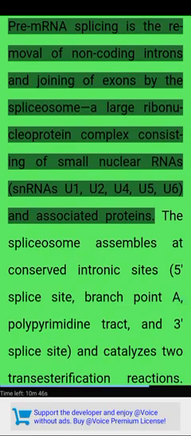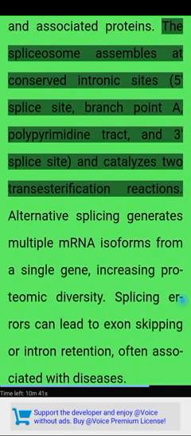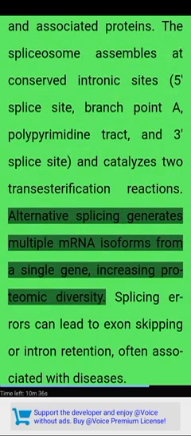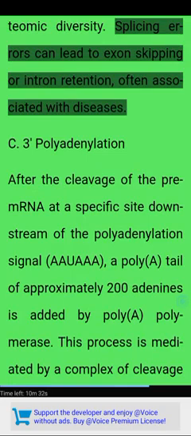Pre-mRNA splicing is the removal of non-coding introns and joining of exons by the spliceosome, a large ribonucleoprotein complex consisting of small nuclear RNAs, snRNAs U1, U2, U4, U5, U6, and associated proteins. The spliceosome assembles at conserved intronic sites: the 5' splice site, branch point A, polypyrimidine tract, and 3' splice site, and catalyzes two transesterification reactions. Alternative splicing generates multiple mRNA isoforms from a single gene, increasing proteomic diversity. Splicing errors can lead to exon skipping or intron retention, often associated with diseases.